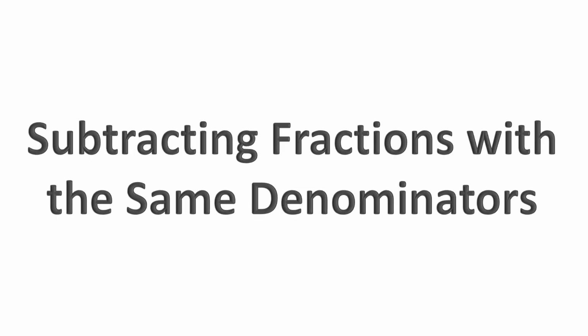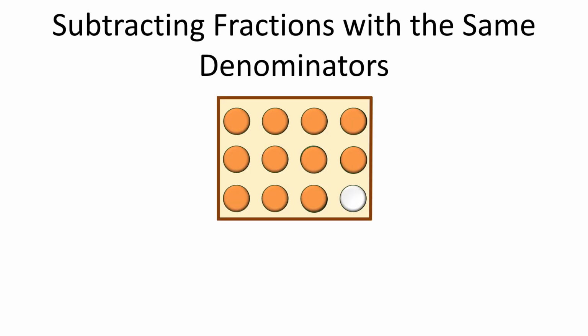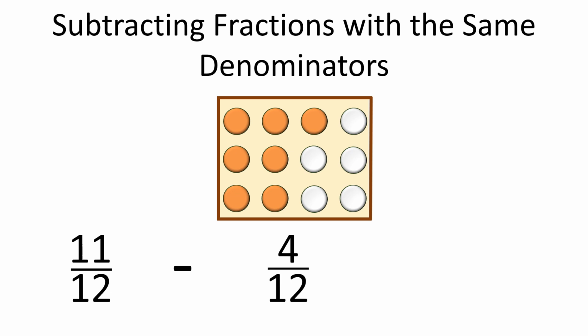Now, let's talk about subtracting fractions with the same denominators. We have a box that has space for 12 oranges, but there are only 11 oranges in the box. We remove 4 oranges, so what is left is 7 oranges in a box with space for 12 oranges. If expressed as a fraction, we can write it as 11/12 minus 4/12, leaving us with 7/12.